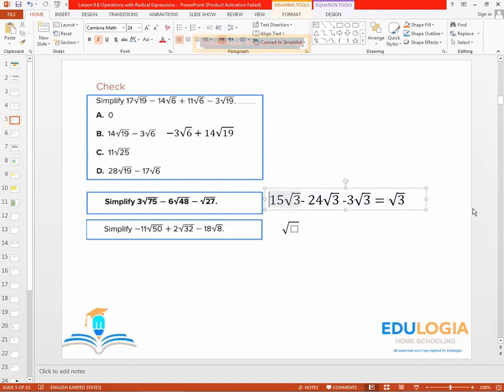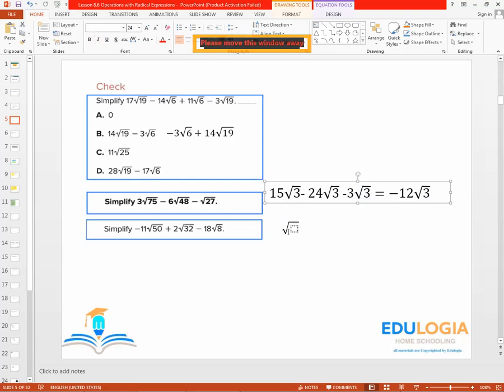Now 15 minus 24, I think it's negative 9. Negative 9, and also we have negative 3. Negative 9, negative 3, it's negative 12. So negative 12 root 3 is the last word. Keep it up. Here we go. Another problem. I like it.